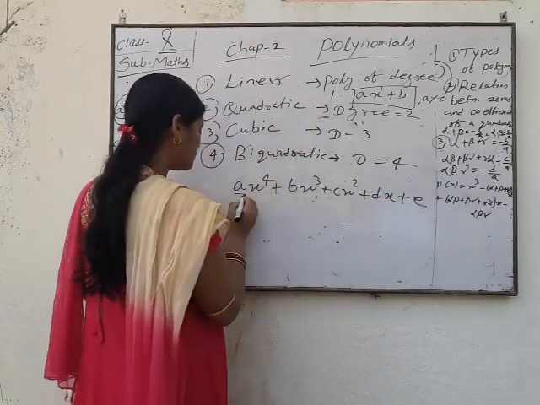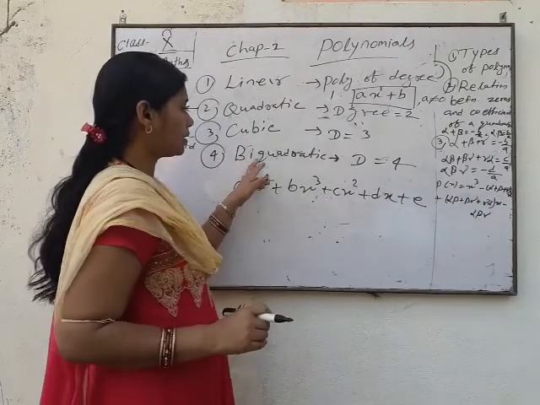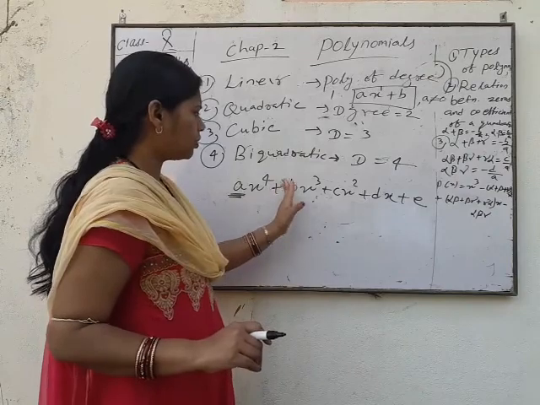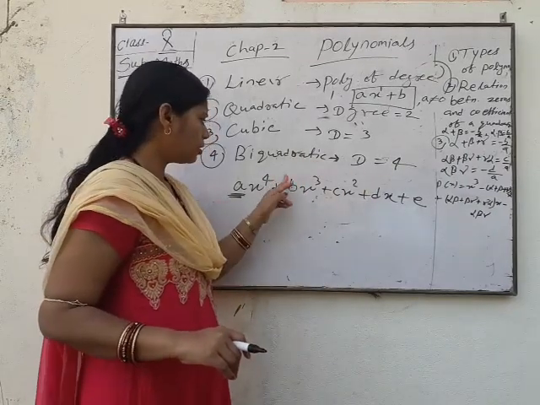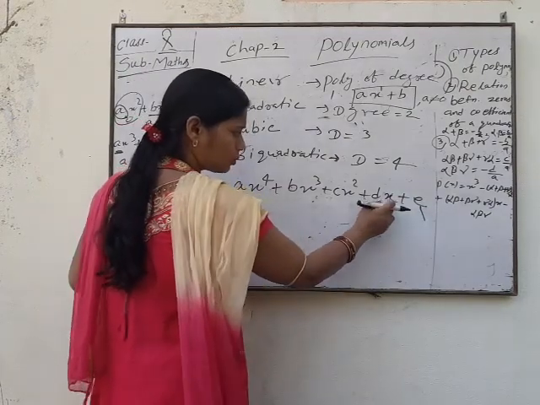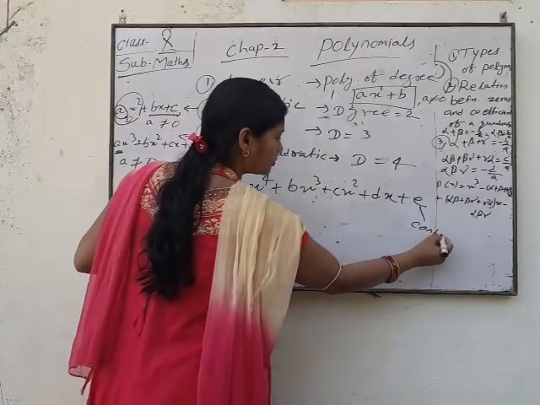look here, biquadratic, your degree is 4, and here your polynomial, look at your polynomial in descending order, 4, 3, 2, 1, 0. This is your constant. There is no polynomial. This is your constant term.